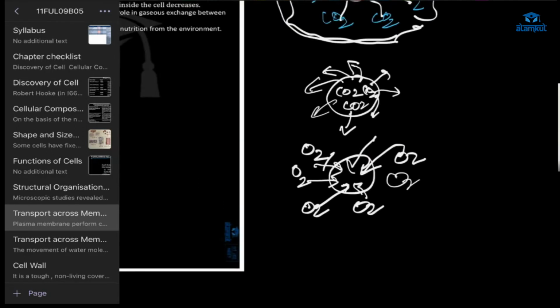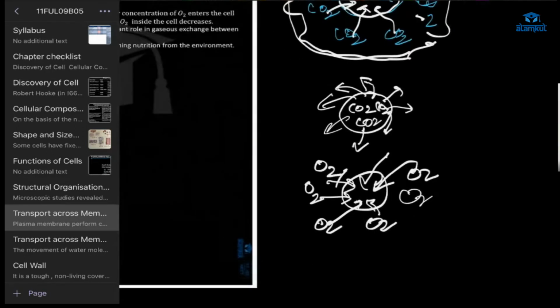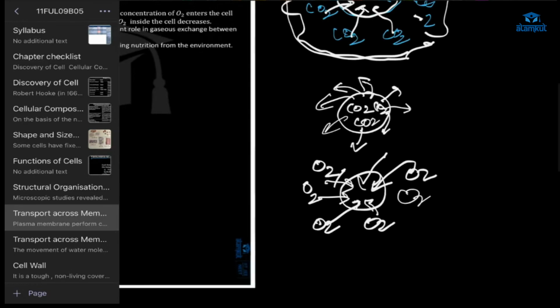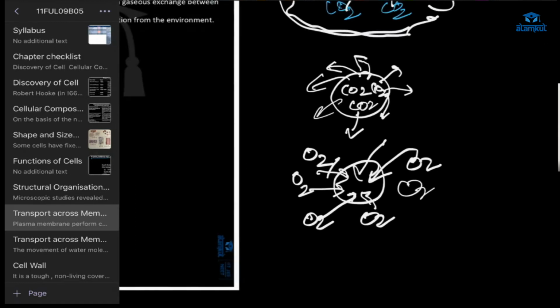What is happening here is movement of substance, like solid, liquid, gas, whatever. Ma'am, wait a second, I will explain. So, movement of substance from higher concentration. Like here, we have oxygen in the surrounding. Oxygen is more, a higher concentration of oxygen. So what happens?